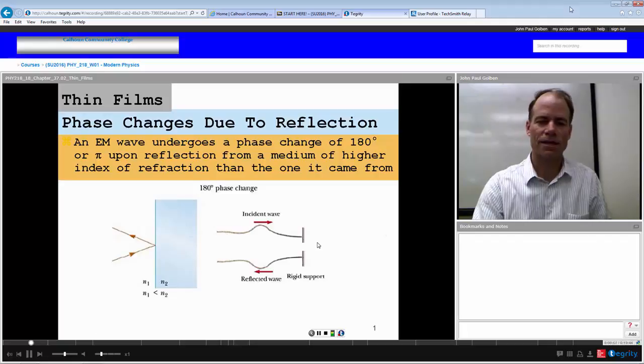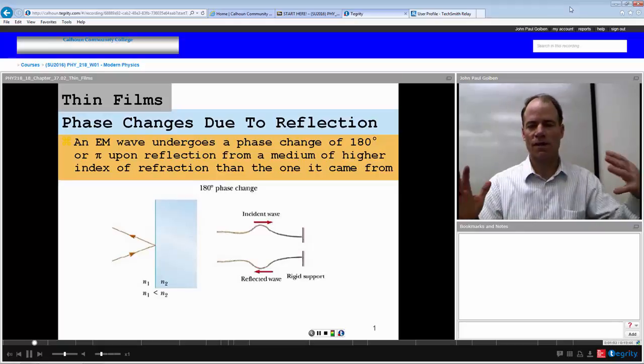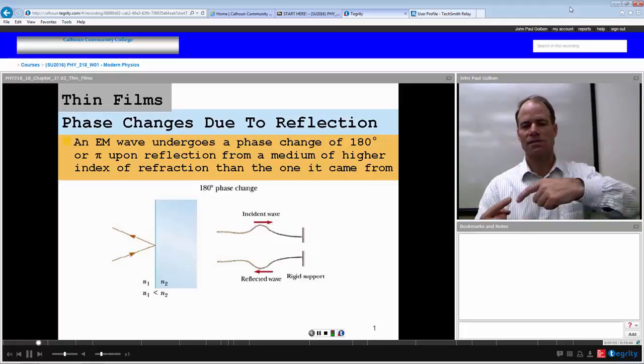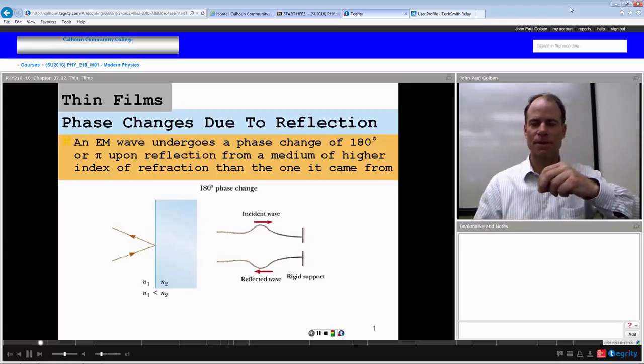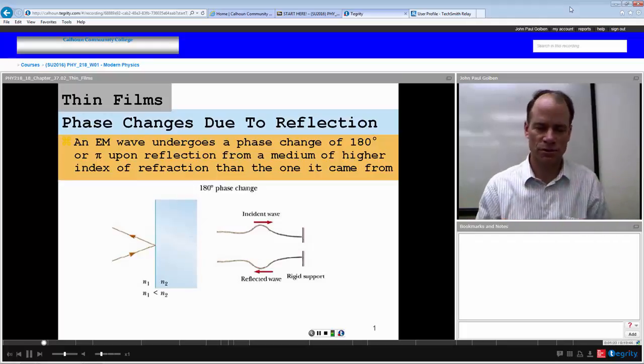Kind of like if you had a string attached to a rigid support and you have an incident wave encountering that support. As it encounters the support, by Newton's third law, for every action there's an equal and opposite reaction. As the string is pulling one way, the support pulls exactly opposite. And so whatever wave comes in is going to be pulled exactly opposite whatever it was doing when it came in, and it's going to come out reflected exactly 180 degrees reversed.